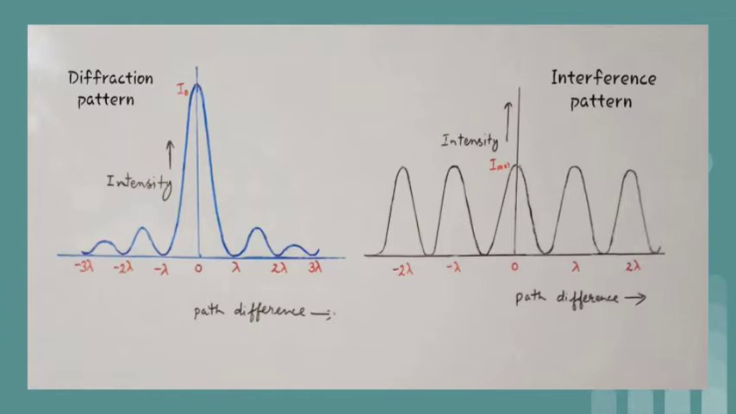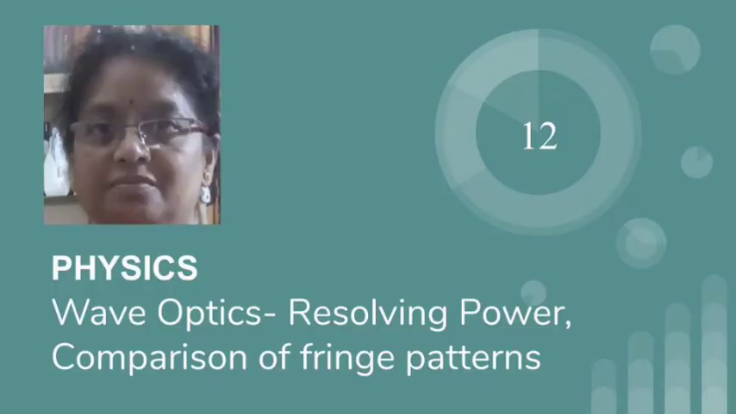Interference fringes are equispaced, that is, they all are of equal width. On the other hand, in diffraction, fringes are not equispaced. The central maximum has double the width of the secondary maxima, as shown in the diagram. So these are the important differences between interference and diffraction patterns.